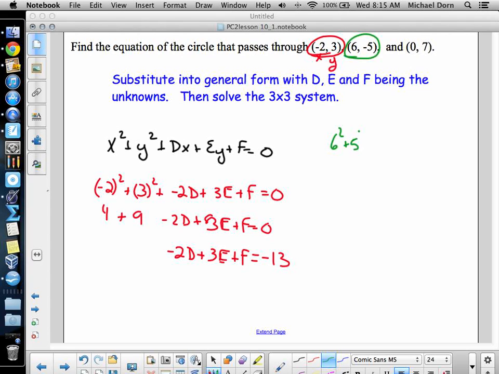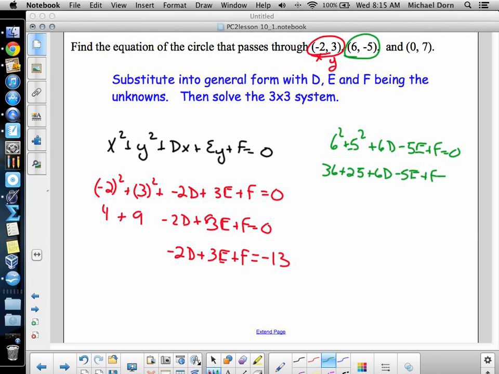6 squared plus 5 squared plus 6d minus 5e, plus negative 5 squared, which is going to be the same as 5 squared, plus f equals 0. 6 squared is 36, plus 25 plus 6d minus 5e plus f equals 0. 36 and 25 is 61, so 6d minus 5e plus f equals negative 61. Now we do it for the third point.